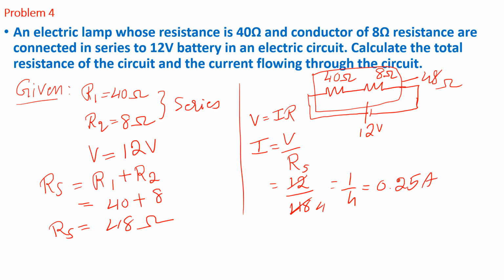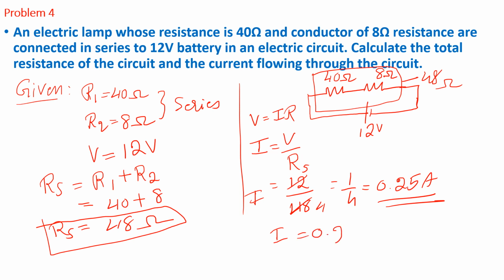0.25 amps of current is flowing. The questions asked are Rs, the net resistance in the circuit, and the total current. Total current is equal to 0.25 amps. These are the answers.